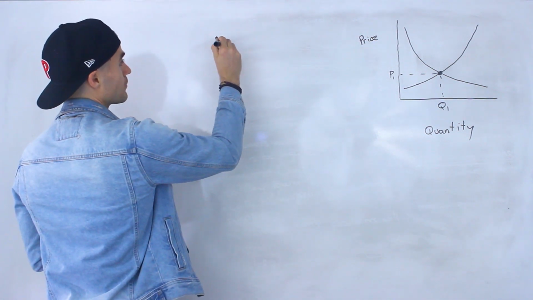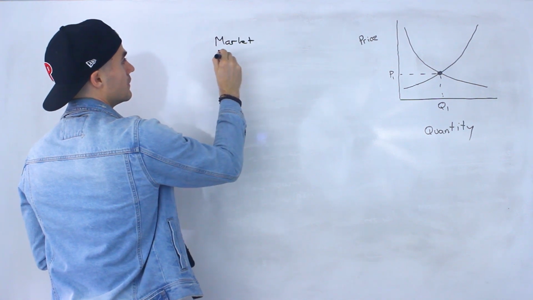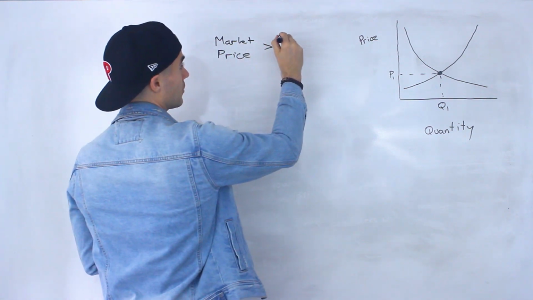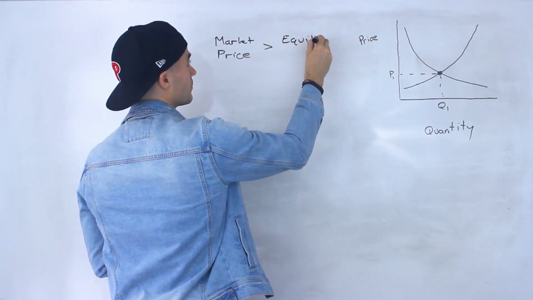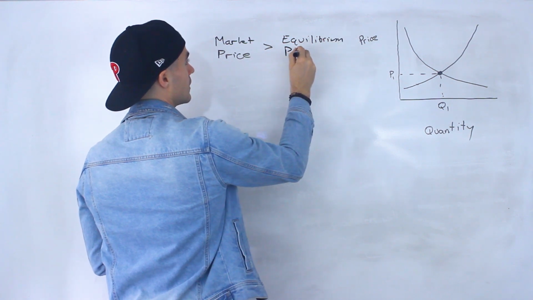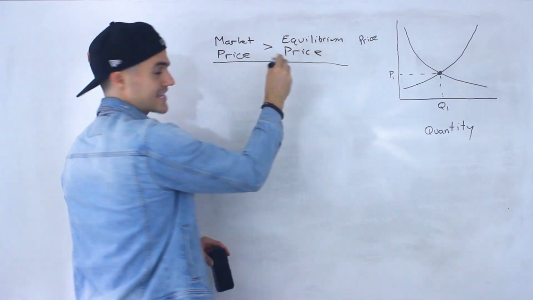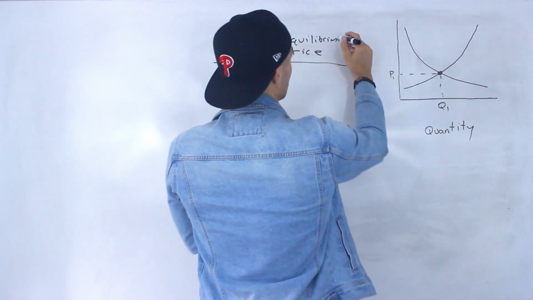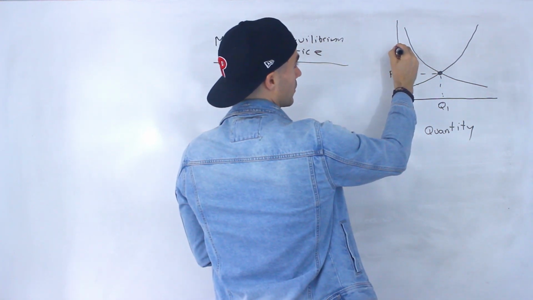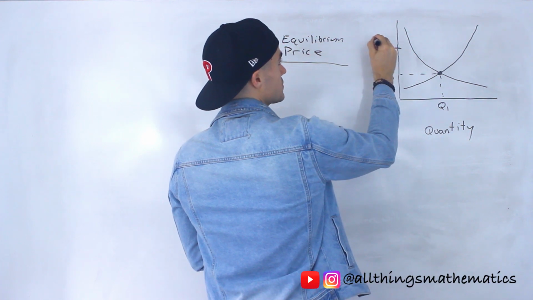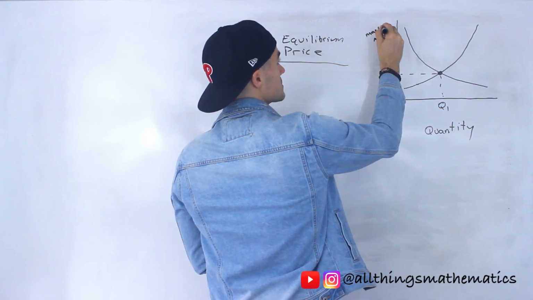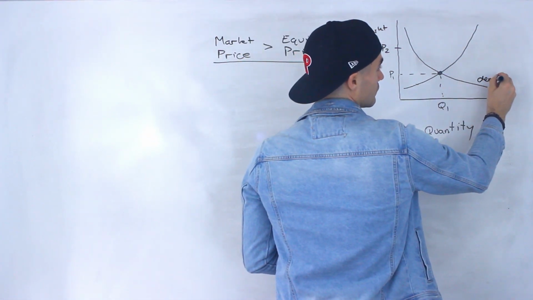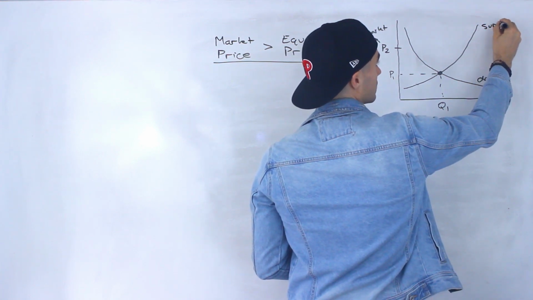Let's first look at what happens when the market price, the price at which the good or service is selling in the market right now, is greater than the equilibrium price. We can show this case visually on this graph. If the market price is greater than the equilibrium price, let's say it's up here, let's call this P2. So this right now is the current market price. What's going to happen on the demand curve and the supply curve, respectively?